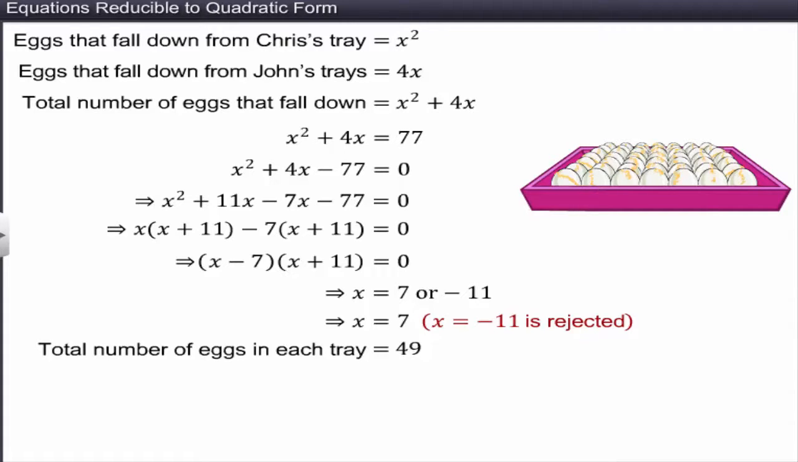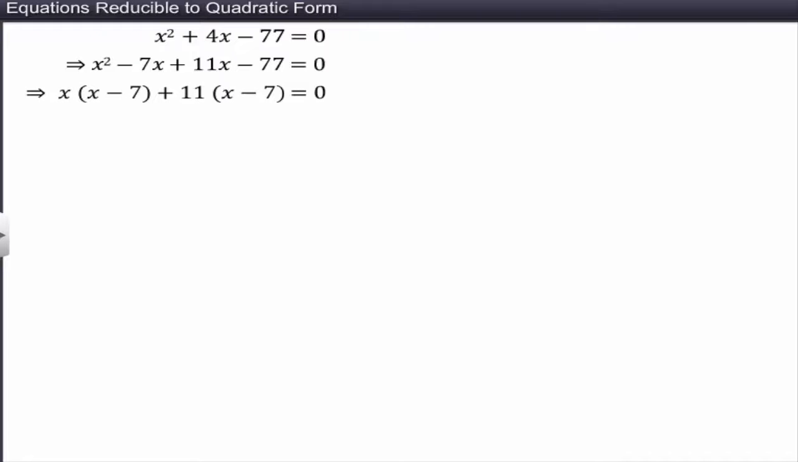This is how we frame and solve quadratic equations. Note that the result remains the same even if you change the order in which the middle term is split. That is, if we write 4x as minus 7x plus 11x instead of 11x minus 7x and then solve, we still get the values of x as 7 and minus 11, the same as before.